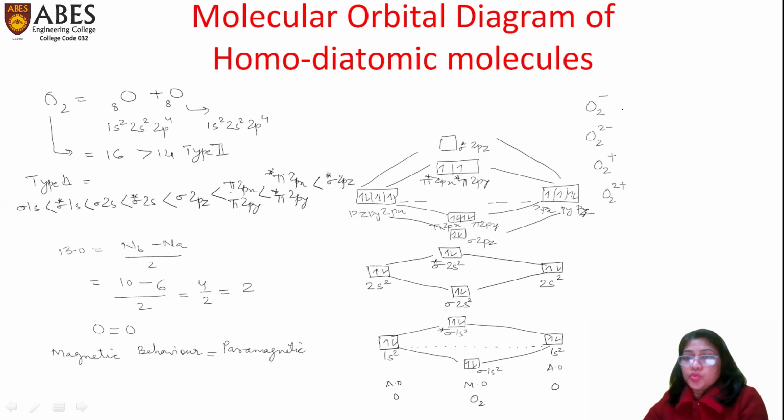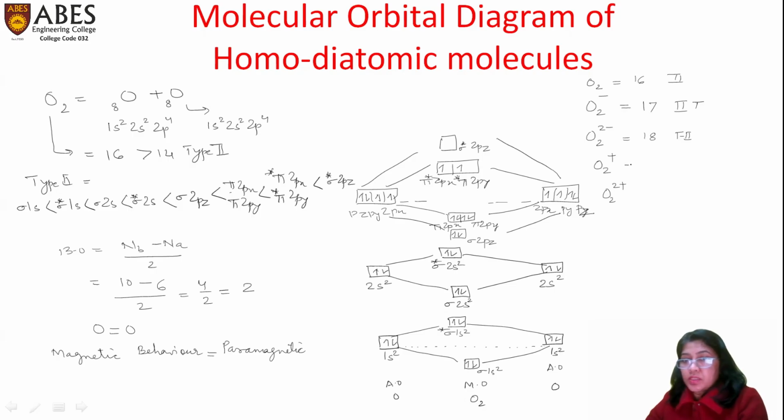Now for O2, since O2 has a total of 16 electrons, it follows type 2. O2 minus will have a total of 17 electrons, which is greater than 14, so it will also follow type 2. O2 2 minus will have a total of 18 electrons, and it will also follow type 2.